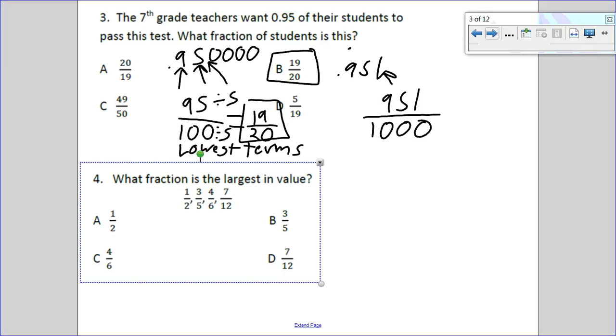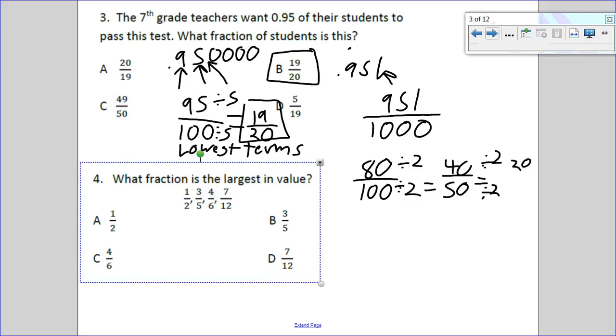Now sometimes, let's say if you had a number like 80 over 100, it might not be apparent what number will go into them evenly, or you want to think of the largest number you can. But if you can't think of a large number, if they're both even numbers, 2 will go into them evenly. So you just divide both by 2. Okay, 80 divided by 2 is 40. 100 divided by 2 is 50. Okay, you can actually just keep on doing that. So divide them by 2 again. So 40 divided by 2 is 20. 50 divided by 2 is 25.